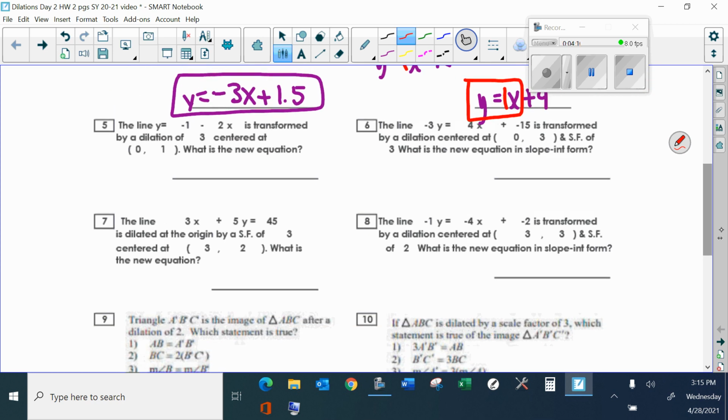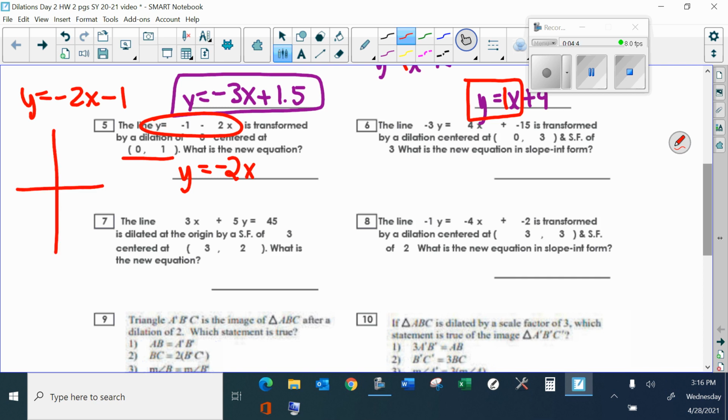All right, now this is different because this is centered at 0, 1. It's no longer at the origin. It's already solved for y for me. So I have that. If I want to put in slope-intercept form, y equals negative 2x minus 1. But now it's centered at 0, 1. Okay, so first off, it's got to be parallel. And so it has to start out with y equals negative 2x for my answer. I'm having to find out what the y-intercept is. Okay, so if I have a line here, negative 2x, minus 1.